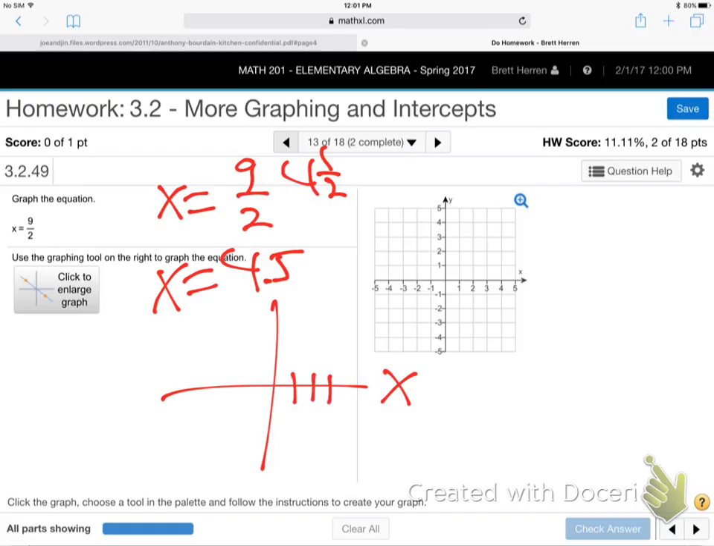So over 1, 2, 3, 4, 5. Just go right between 4 and 5, halfway. I kind of missed it a little bit. And it's just a vertical line going through 4.5.